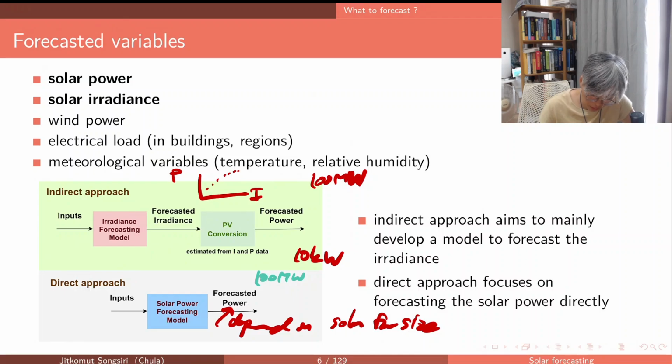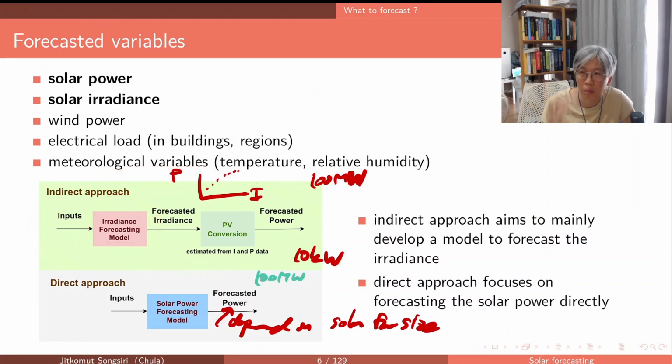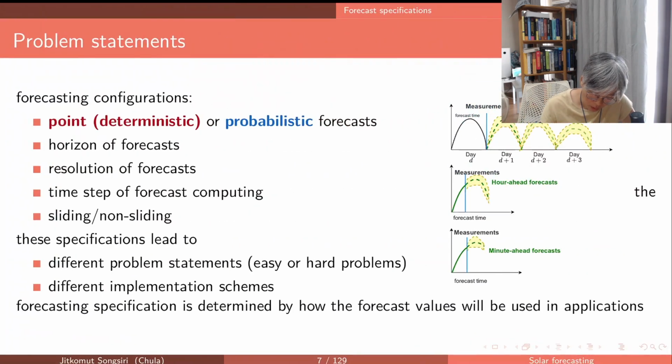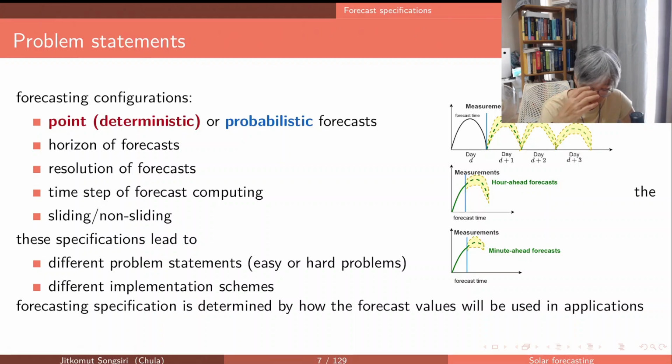In our research team, the approach that we have worked on so far would be the first one, because we see the advantage of having the irradiance forecasting model. Now I'm going to give a technical specification of how we define the forecasting problem.